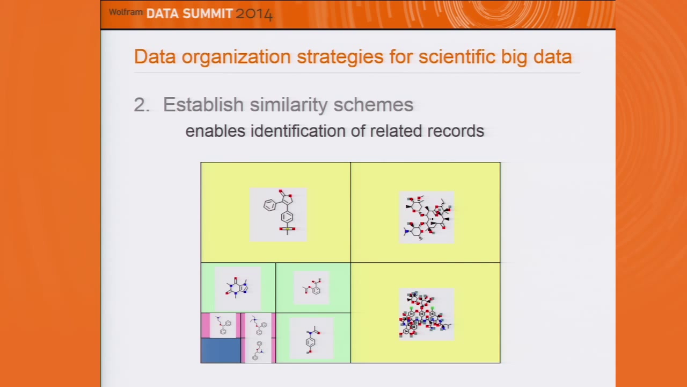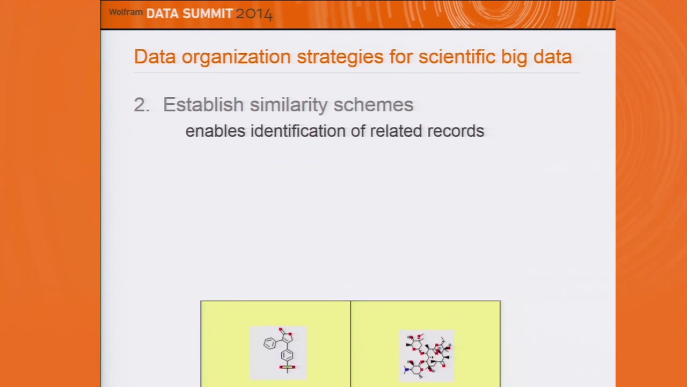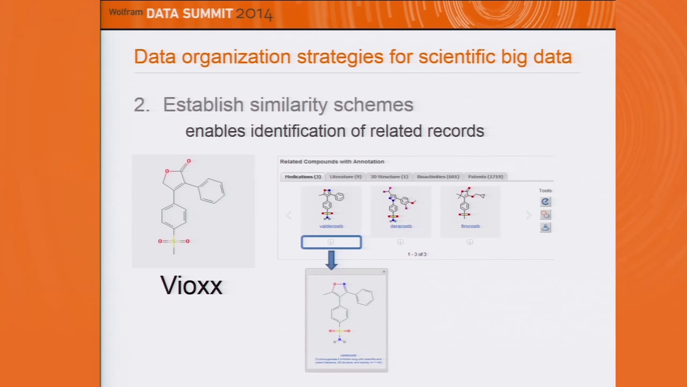I'm running out of time here. But the other thing about establishing similarity schemes, it's kind of like the Russian dolls, right? A doll inside a doll inside a doll. And if you have some way of hierarchy to express information, you can sort of zoom in or zoom out on your information data. We harness this for chemical records by allowing you to find similar related information rapidly.